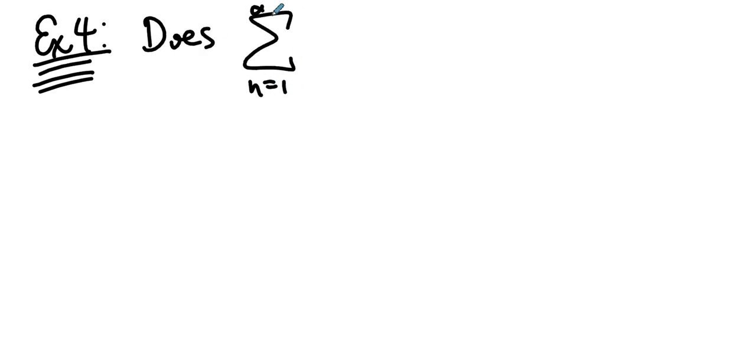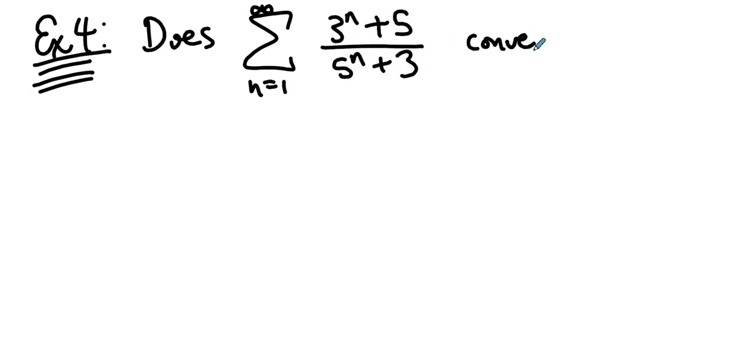Does the sum of 3 to the n plus 5 over 5 to the n plus 3 converge? Now, at least this one we have some intuition on. We're pretty sure that we could do a limit comparison with 3 to the n over 5 to the n, and if we did, I'm pretty sure we'd figure out that that does converge. So at least we expect the answer to be yes. So let's set up the ratio test.